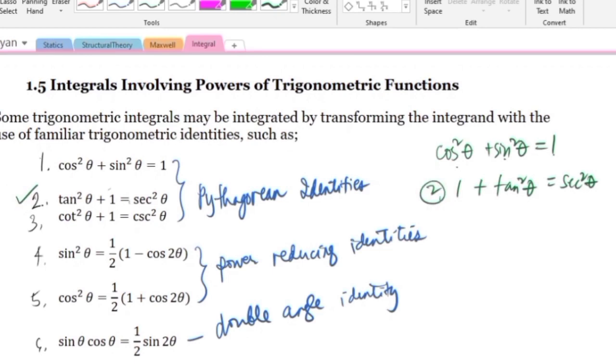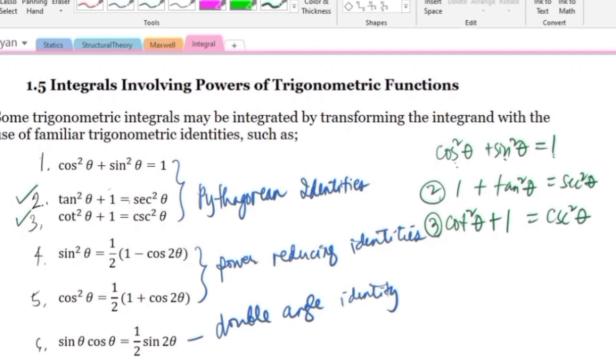Then, if we are going to divide everything by sine squared theta, then we have cosine squared theta divide sine squared theta is cotangent squared theta. Sine squared theta divide sine squared theta is equal to 1. And 1 divide sine squared theta is cosecant squared theta. And this is your formula number 3.